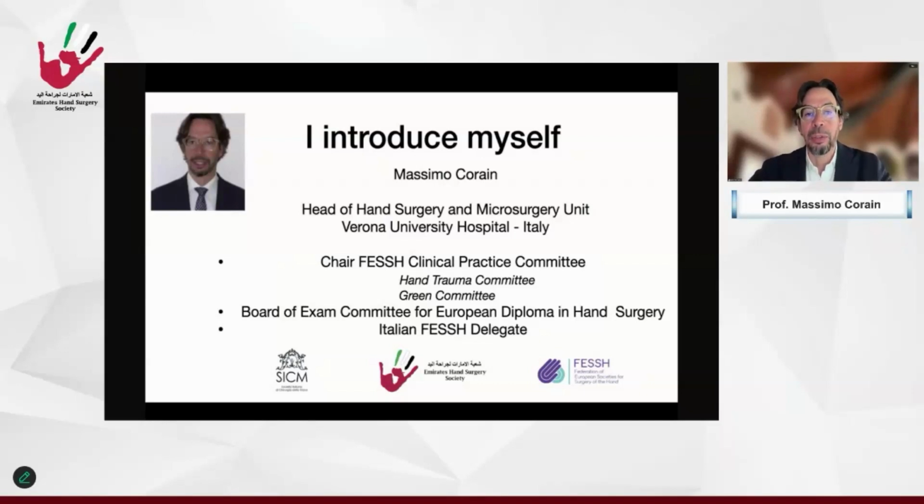So I introduce myself. I'm Massimo Corrain. I'm head of the hand surgery and microsurgery unit in Verona University Hospital in Italy. I work with the FESSH, the Federation of European Societies for Surgery of the Hand. I'm chair of the Clinical Practice Committee, which includes the Hand Trauma Committee and the Green Committee, a member of the board of the EXAM Committee for the European Diploma in Hand Surgery, and Italian FESSH delegate.